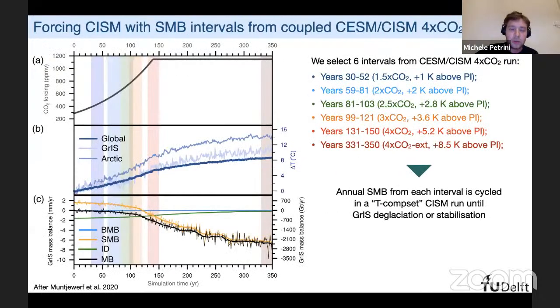Now, what we basically did to set up our runs: this is a time series of CO2 forcing, global mean temperature, and surface mass balance of the coupled CESM 4 times CO2 simulation. And we select different time intervals corresponding to different warming levels. You can see the color bands here. So we select levels corresponding to +1 Kelvin, +2 Kelvin, 2.8, 3.6, 5.2, and then a last very high forcing of 8.5 Kelvin. And then we cycle the SMB from each interval until either the Greenland deglaciation or stabilization.